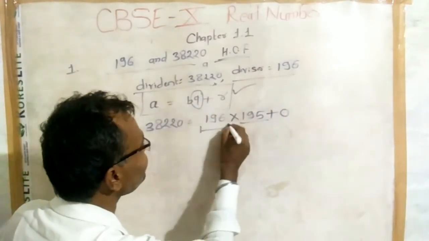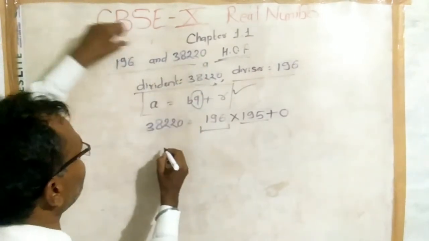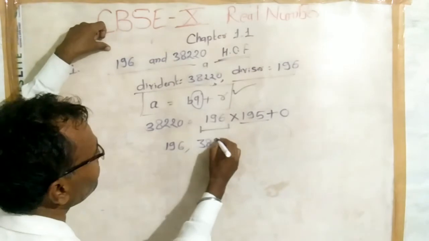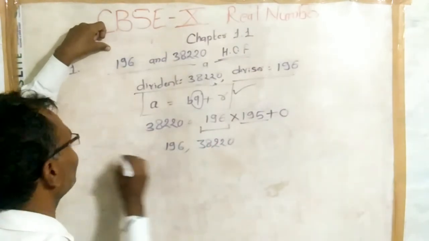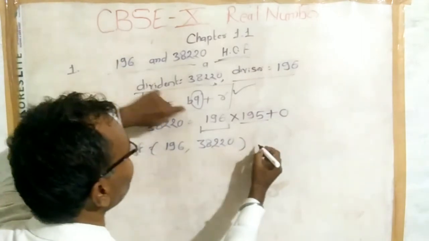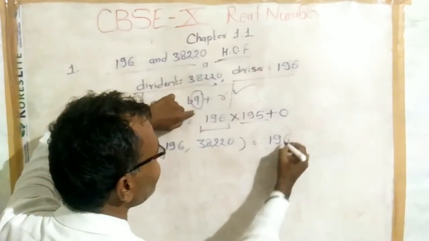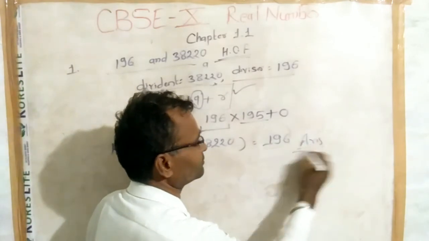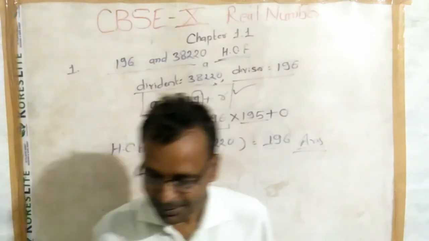So what is the HCF between 196 and 38220? The HCF will be 196. This is your answer. I hope you got it.